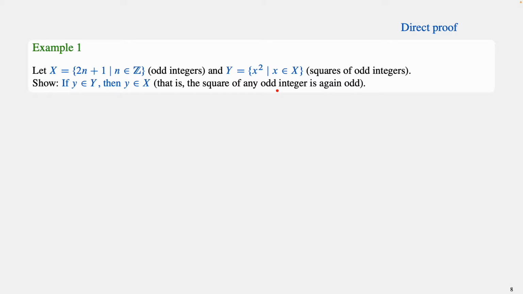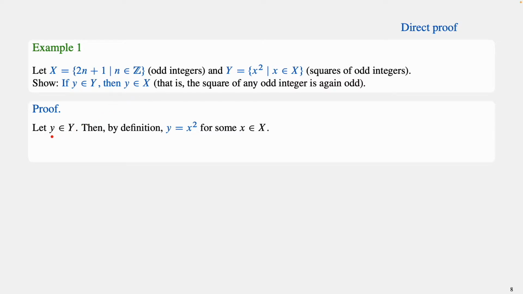Okay, let's recall Polya's approach to problem solving. First, understand the assumption that is made: that little y is an element of this set Y. This assumption means that y is equal to x squared, as we write it here, for some element x in the set big X. Now, what does this mean? It means that the element x is some odd integer, so we can write it as 2 times n plus 1 for some integer n.